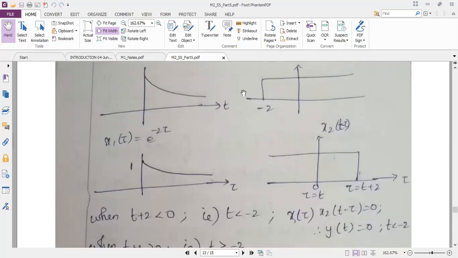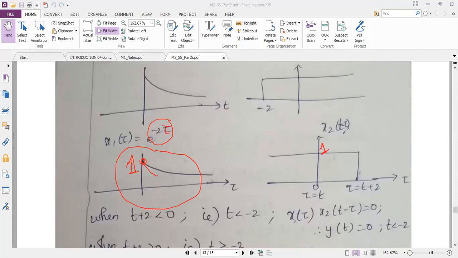Here, if you see on the screen, I am just taking the same diagram, but in terms of tau. The highest amplitude is always 1. You know why? Because e power tau at 0 is e power 0, which is 1. The highest value is always 1, so you can mark the amplitude as 1 here. Even the unit step signal amplitude is also 1.